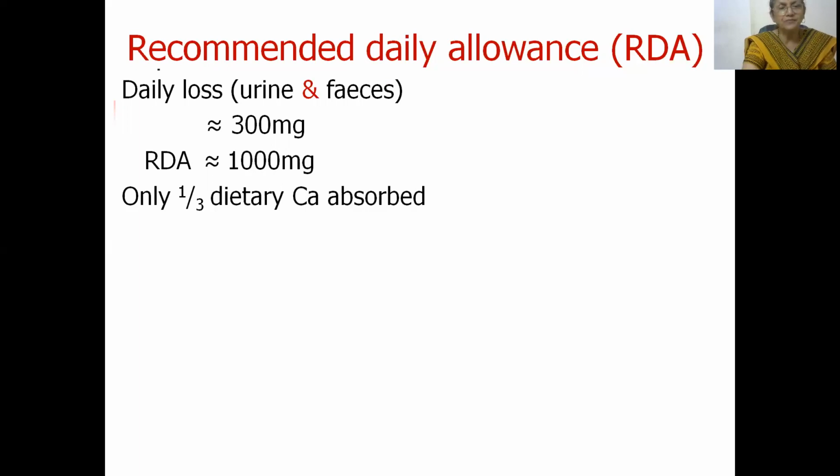So daily loss of calcium through urine and feces together is approximately 300 milligrams of calcium. And so the recommended daily allowance is around 1000 milligrams. Why? Because only 1/3 of the dietary calcium is usually absorbed. So if 300 milligrams lost is to be made up, we need 3 times more. So it's around 900 to 1000 milligrams that is the recommended daily allowance or recommended daily intake through diet.